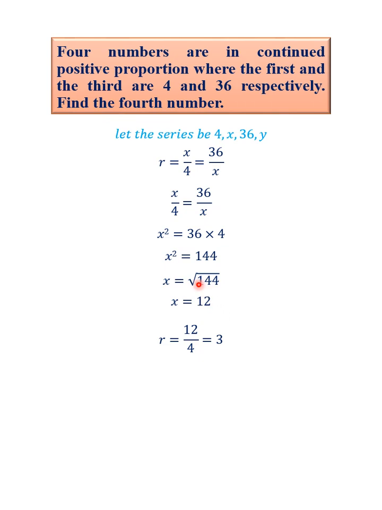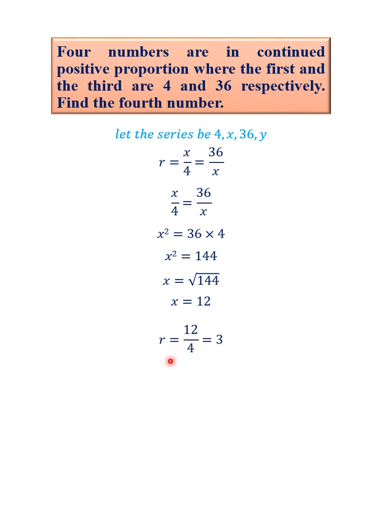The reason we did not take the negative value of the square root of 144 is that by taking the square root of both sides, we are meant to take the positive and the negative value. But we discarded the negative value because negative 12 will give us a negative common ratio of 3. But the question says the proportion is positive, so we are dealing with just the positive value of the common ratio, r.